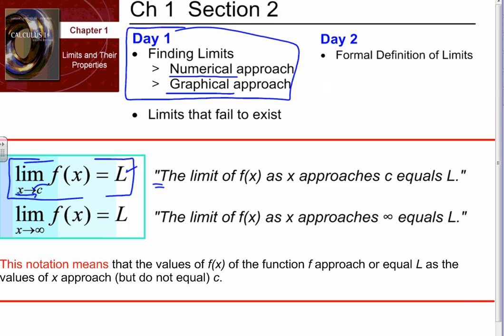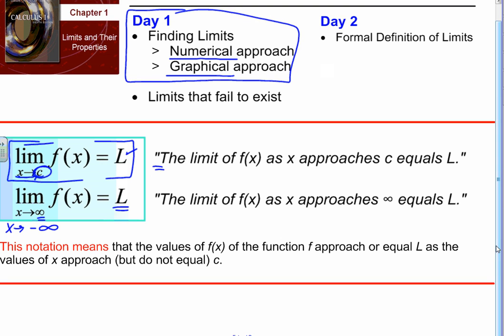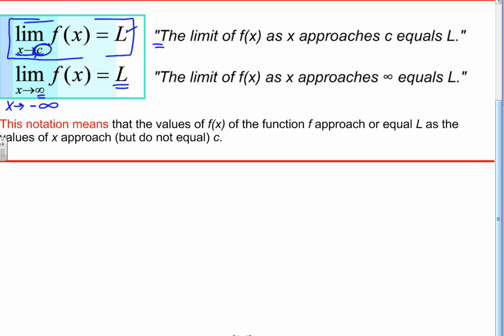We also, rather than coming into some constant value c, maybe it's 7, maybe it's -3, we can also look at what happens to the function as x approaches infinity. Or we could even look at what happens if I approach -infinity. That also could approach some value L, some number value. With limits, the notation means that the values of f of x approach or are equal to L as the values of x approach but do not equal c. So I just need to be coming into c from the left and the right. I don't have to be right at c.